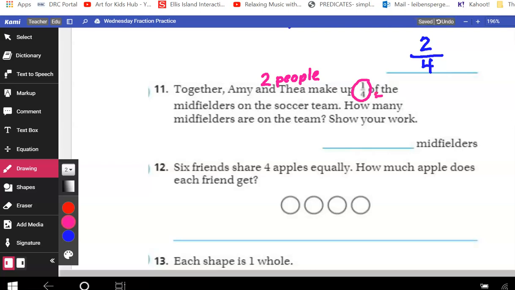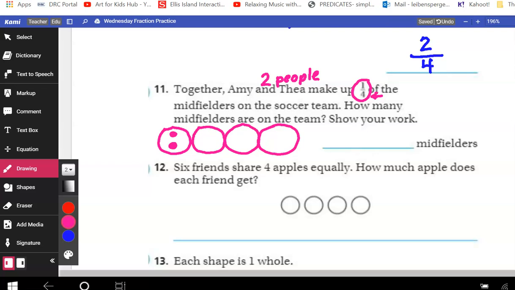My denominator there is going to tell me how many groups I need. So I'm saying here I have my team of the middle fielders, and they're divided into 4ths. Amy and Thea make up 1/4. So this is Amy and Thea in my first 1/4 group. How many middle fielders are on the team?